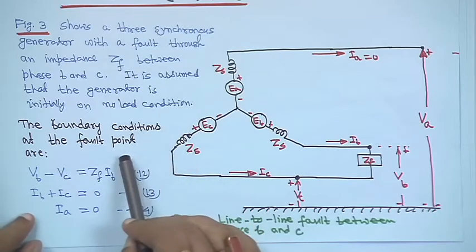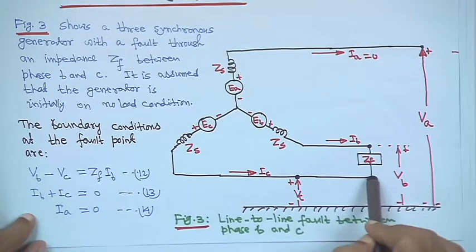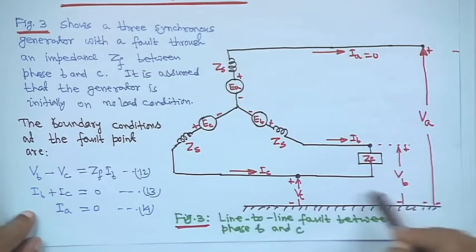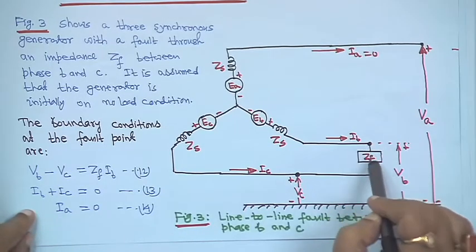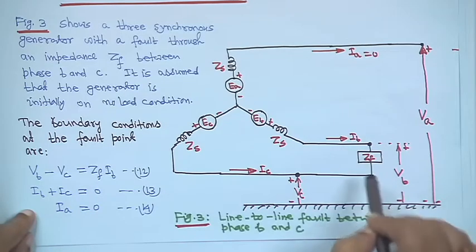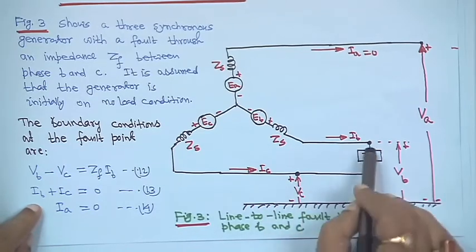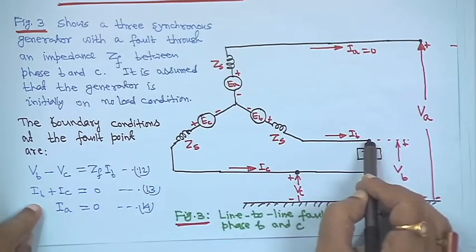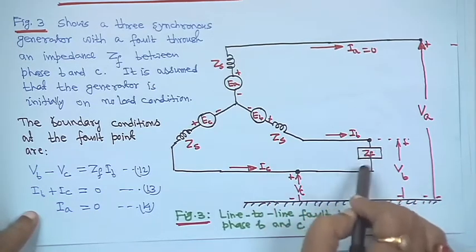Now, the boundary condition at the fault point. So, there is a line to line fault through impedance ZF, that means IA will be equal to 0. And second thing is that VB, with ground as reference, VB minus VC, we can say this is ZF into IB. But the question is that this is IC, this is IB, that means IB plus IC is equal to 0, because IC you have taken in this direction, IB in this direction. Basically IB is flowing in this direction, and IC in this direction. So, opposite direction.